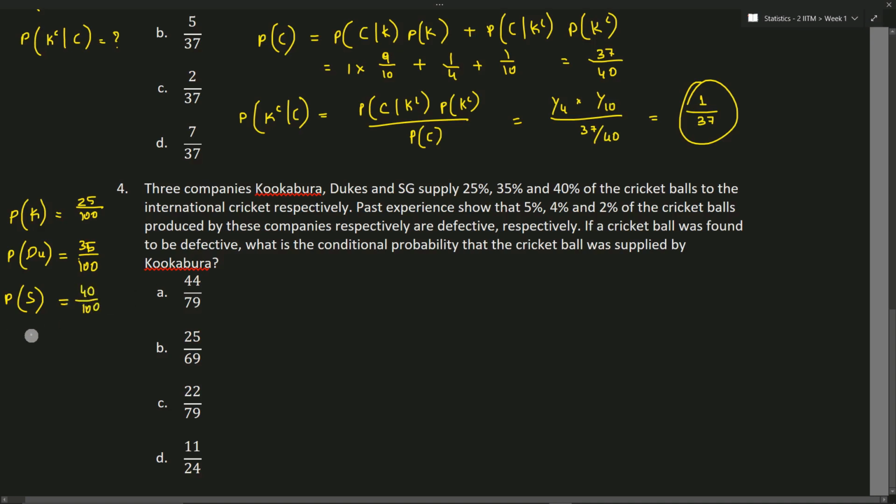They've also given that past experience shows that 5%, 4% and 2% of the cricket balls produced by these companies respectively are defective. So this can be written as conditional probability. The probability of a random ball turning out to be defective given that it is from K is nothing but 5 by 100, which can be written as 1 by 20. The probability that a defective ball turns out given that the ball is from Duke is 4 by 100, so that is 1 by 25. The probability that a ball is defective given that it is from SG is 2 by 100, so that is 1 by 50.